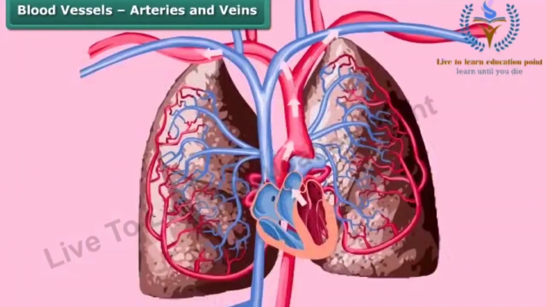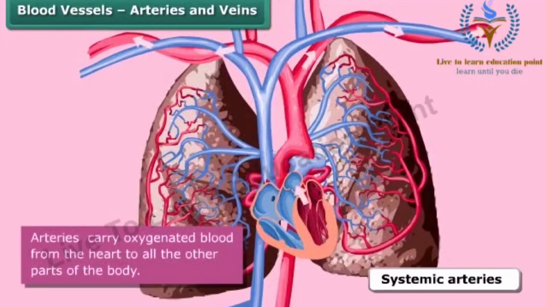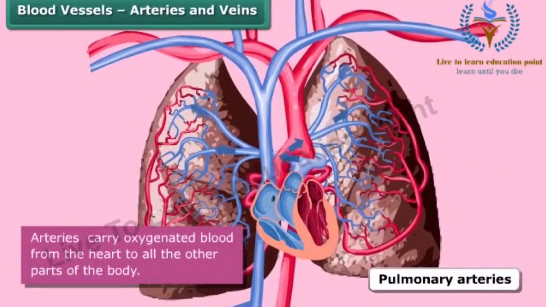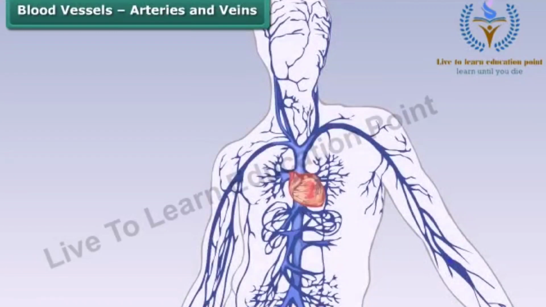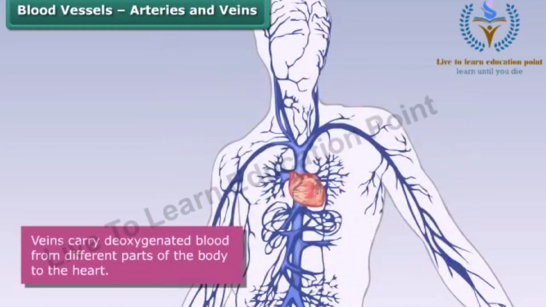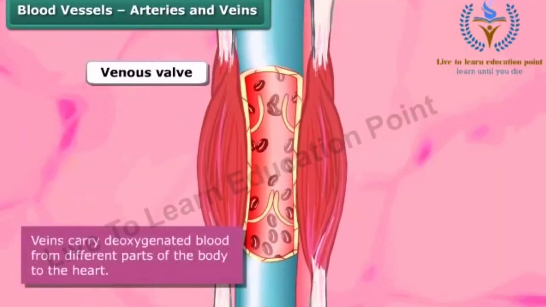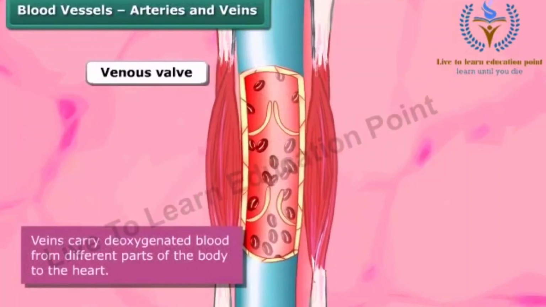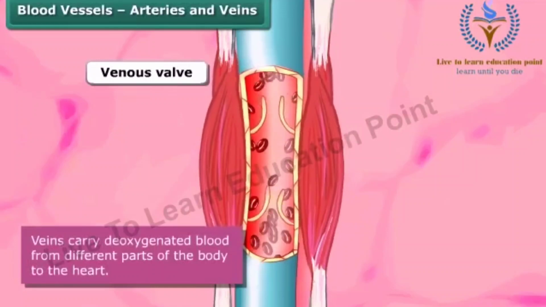Arteries are of two types: systemic arteries. They carry oxygenated blood from the heart to the other parts of the body. Pulmonary arteries. They carry deoxygenated blood from the heart to the lungs. Veins are blood vessels with thin walls. They are close to the skin. They carry deoxygenated blood from the different parts of the body to the heart. Most veins have flaps known as venous valves that ensure that blood flows only towards the heart. These valves prevent the blood from flowing back.